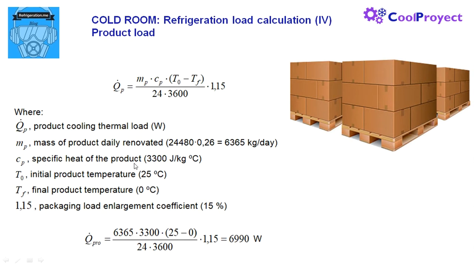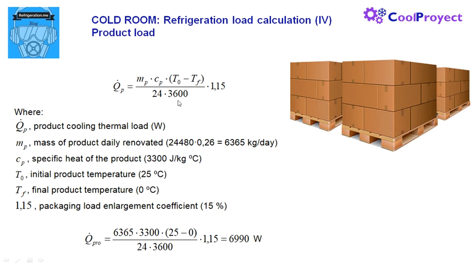In this case, for chicken, is around 3,300 joules per kilogram and degree. T sub 0 is the initial product temperature. It is when the product is entering the room, in this case 25 degrees. T sub F is the final product temperature, in this case the room temperature, since the product will be kept at the room for a long period of time. Room temperature is 0 degrees for our project.